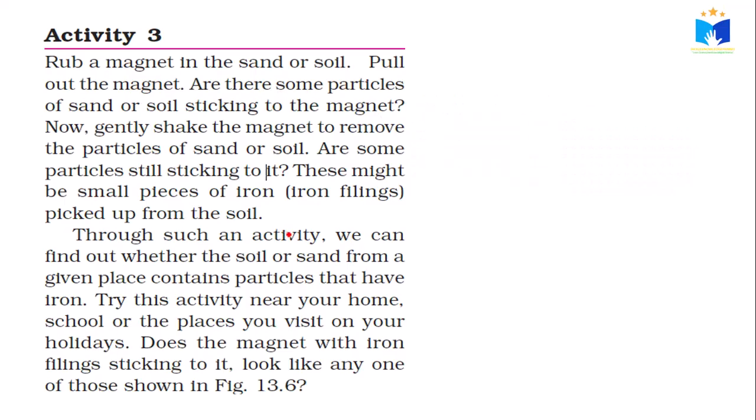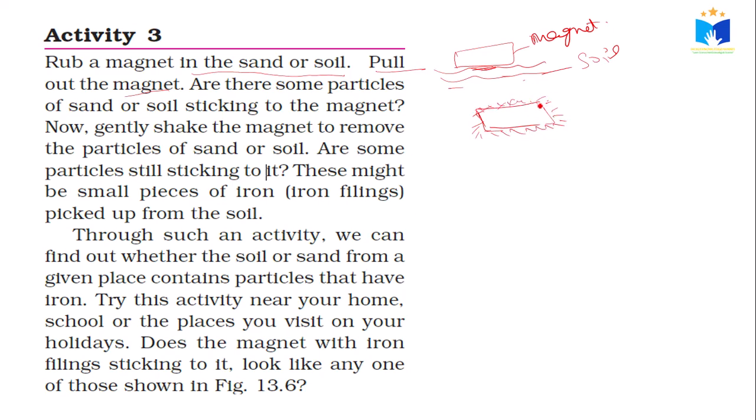So next, activity 3: rub a magnet in the sand or soil. So we have to rub the magnet in sand or soil. Okay, pull out the magnet. So we have to pull out the magnet after rubbing it into the soil. This is the soil and this is the magnet. We have to rub this in the soil. After rubbing it, we have to pull out this magnet, so we can observe some particles of the soil sticking to the magnet.